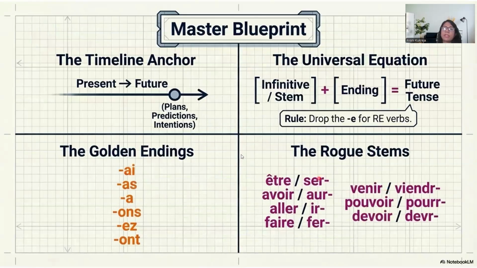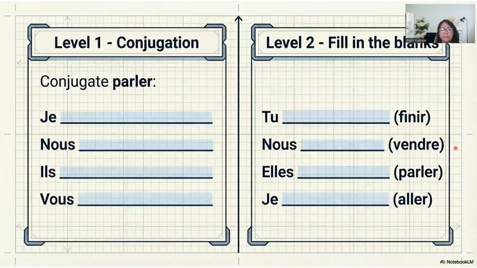Good. So remember the endings, which are: ai, as, a, ons, ez, ont. Right? Remember the stems, the irregular stems. For regular ER ending verbs, you add the endings. For IR verbs, you add the endings. For regular RE ending verbs, you drop the E and add the endings. But for irregular verbs, you'll have to remember the stem. Okay. Let's quickly conjugate parler.